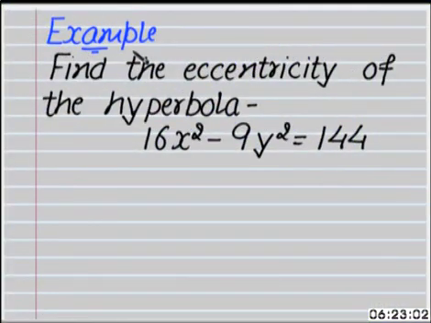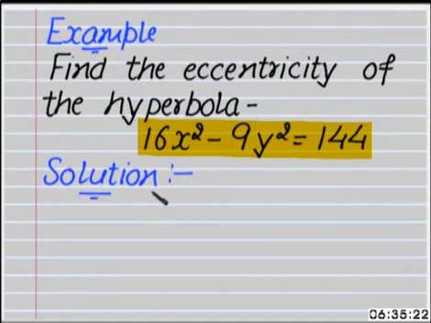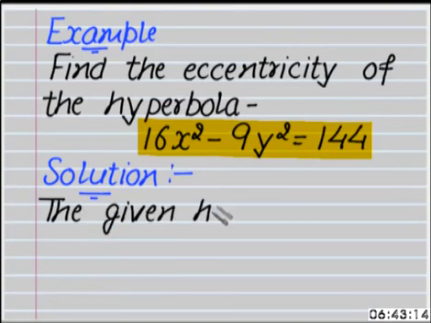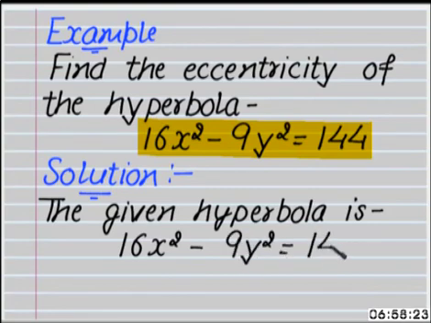Now let's see an example. Find the eccentricity of the hyperbola 16x square minus 9y square equal to 144. Now its solution. The given hyperbola is 16x square minus 9y square equal to 144.